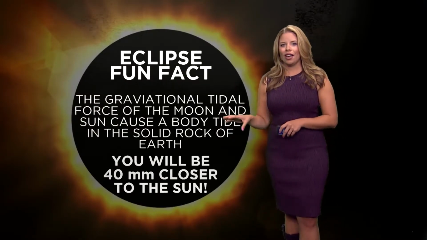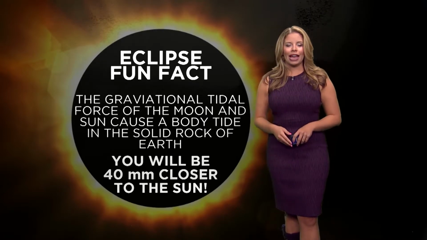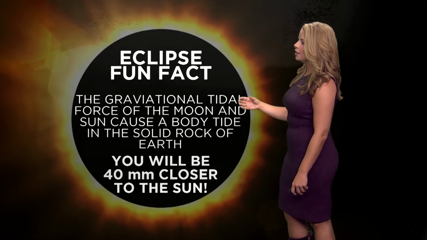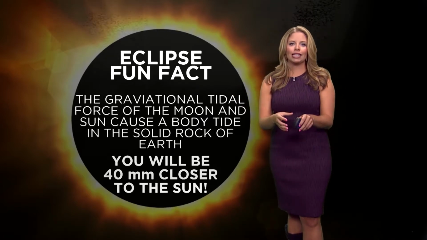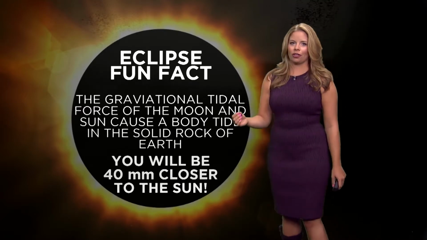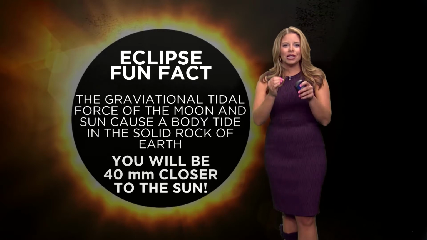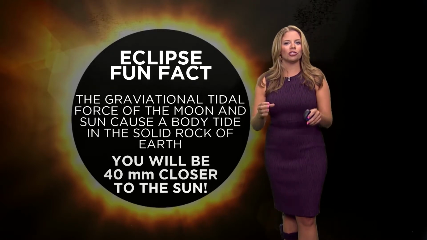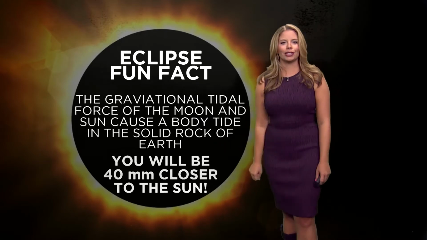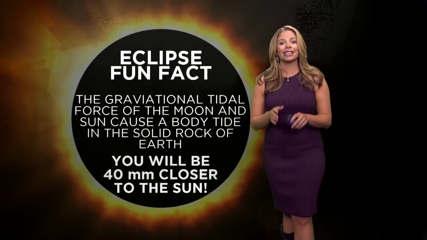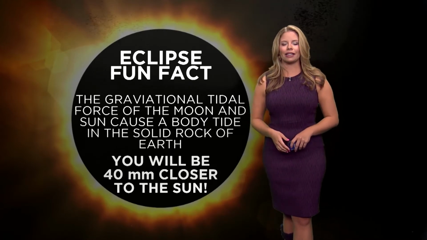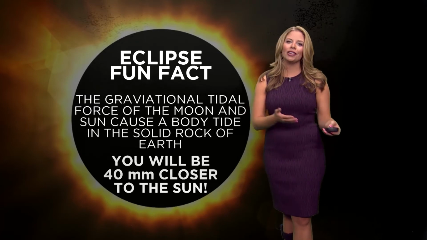Along the lines of those planets lining up together, come next Monday, there's going to be a gravitational tidal force of the moon and the sun combined together that's actually going to cause a body tide of the solid rock of the Earth. So it's actually going to cause the rock of the Earth directly under that eclipse to bulge just slightly. But if you're looking at that total eclipse, rest assured, you're about 40 millimeters closer to the sun than you normally would be. So that's your first fun fact about eclipses and also the difference between solar versus lunar eclipses.